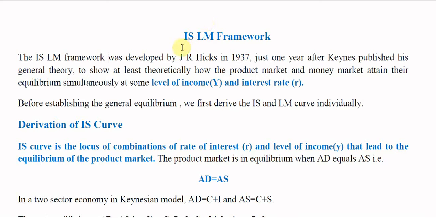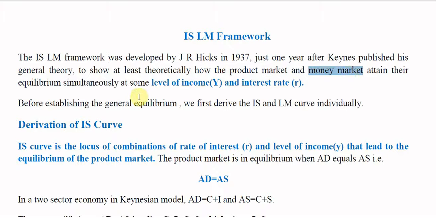ISLM framework. The ISLM framework is used for determining the general level of equilibrium in the economy. General equilibrium in the sense that all the markets in the economy are in equilibrium at the same time. Broadly, in a two-sector economy, there are two markets. One is the product market and another is the money market. So the overall equilibrium requires that the product market and money market are simultaneously in equilibrium.